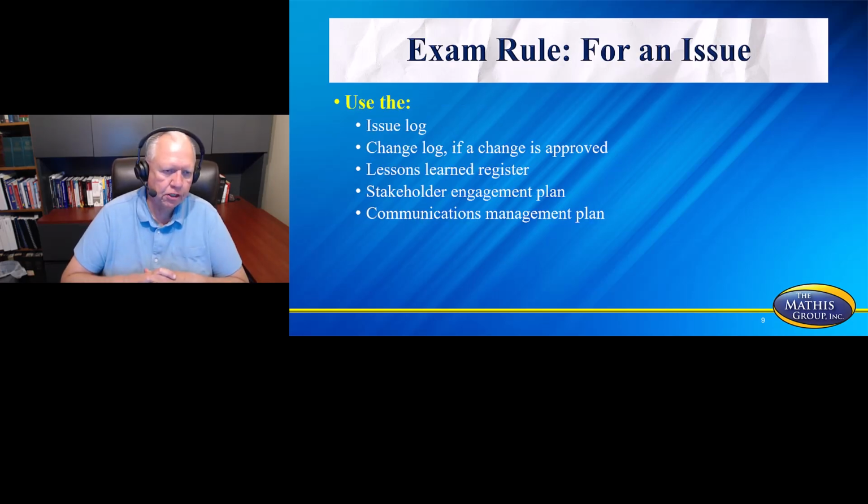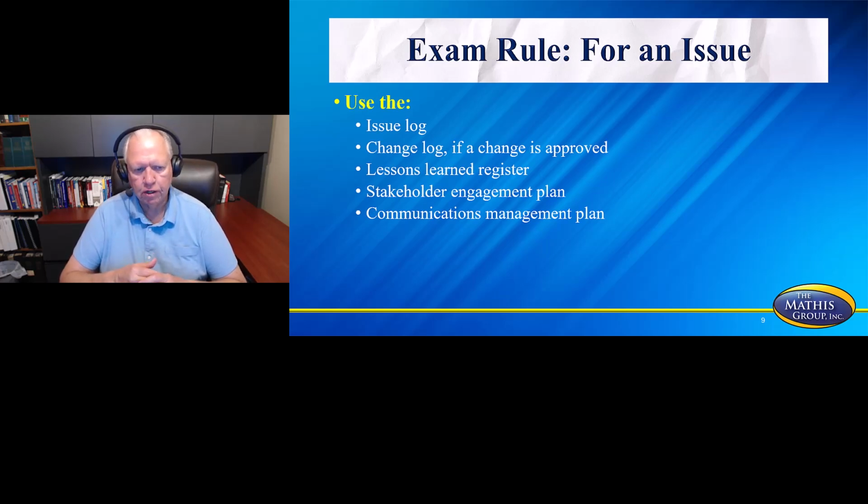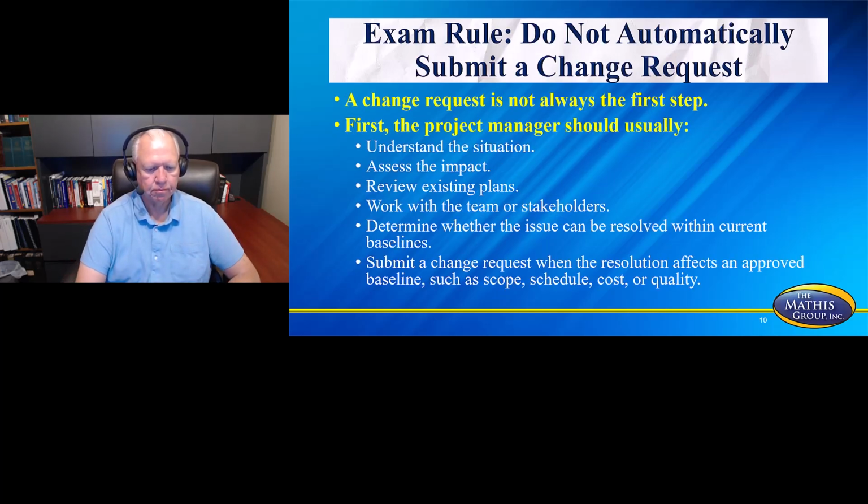Also, the tools for an issue would be the issue log, a change log if a change is approved, a lessons learned register, a stakeholder engagement plan, and a communication management plan. All of these, you are communicating steps of action to deal with that issue. One other thing is that if the risk actually happens, it's now going to be tracked as an issue because it's now current, not futuristic.